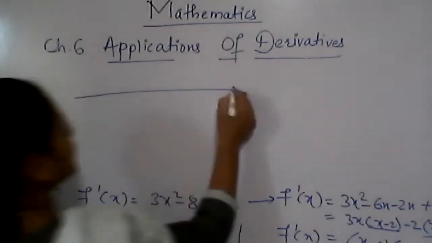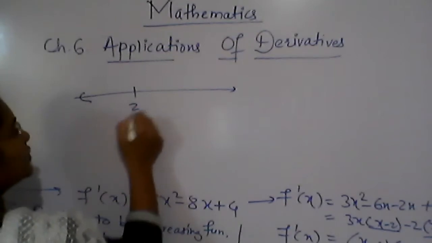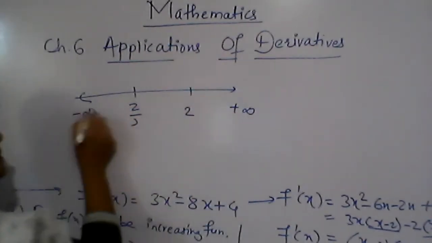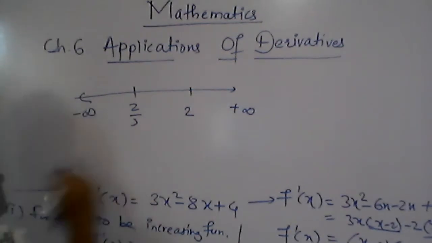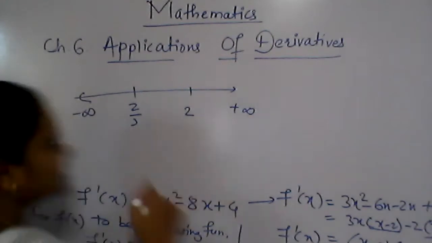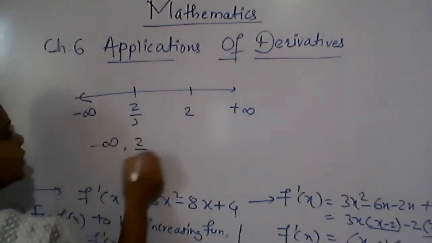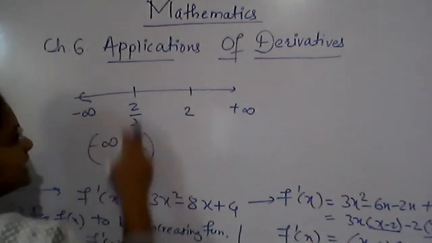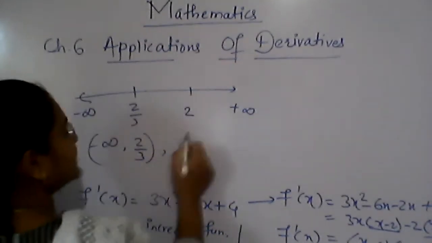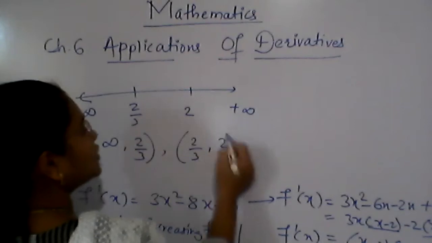So we can draw the number line here. 2 by 3 and this is 2. Here plus infinity, here minus infinity we can write. If two critical points are there, then we have three intervals: minus infinity to 2 by 3, then 2 by 3 to 2, and 2 to infinity.